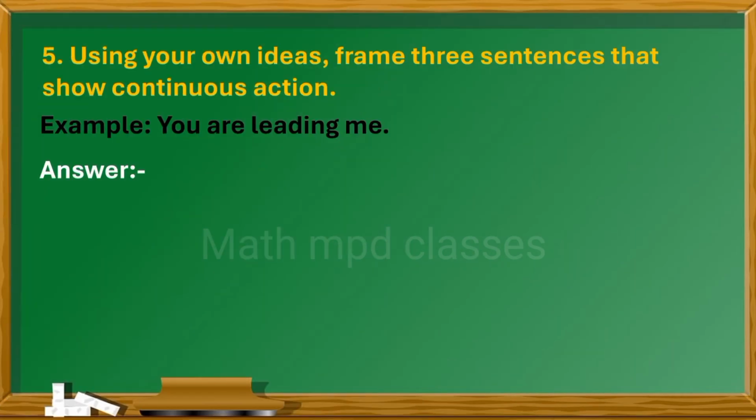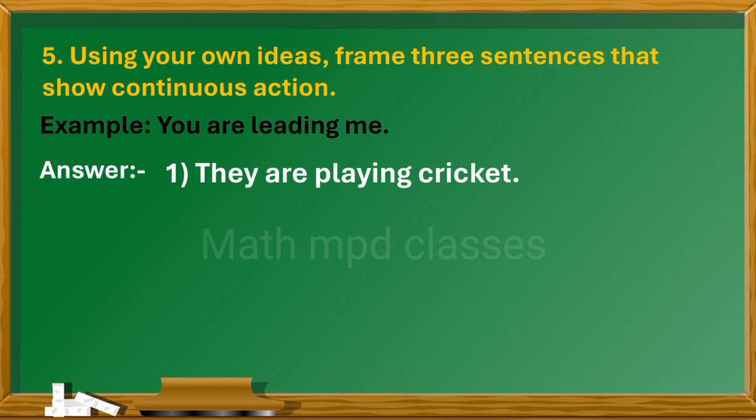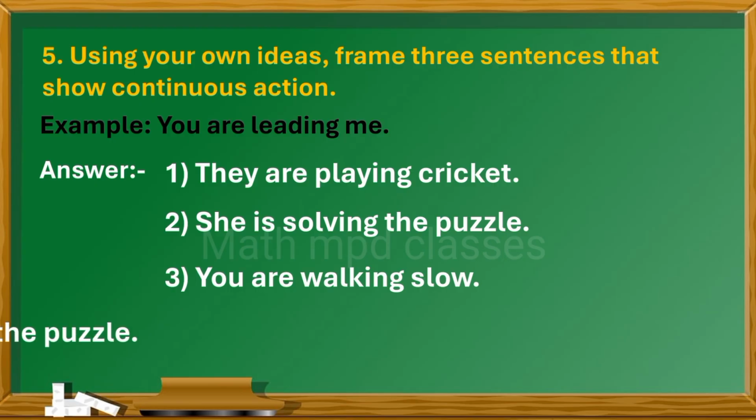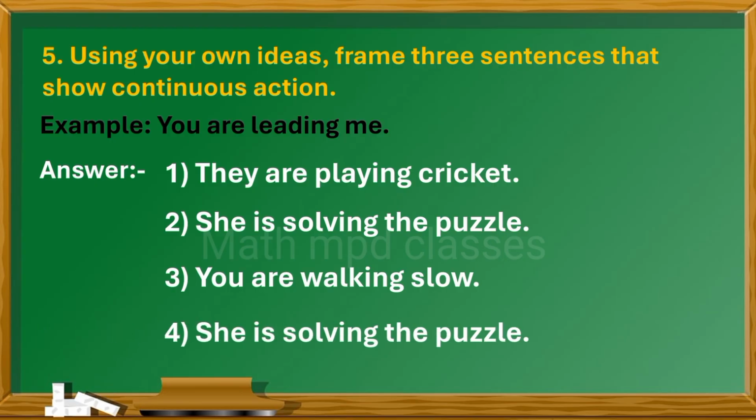Next, question number 5. Using your own idea, frame 3 sentences that show continuous action. For example, you are leading me. First, they are playing cricket. Next, she is solving the puzzle. Next, you are walking slowly.